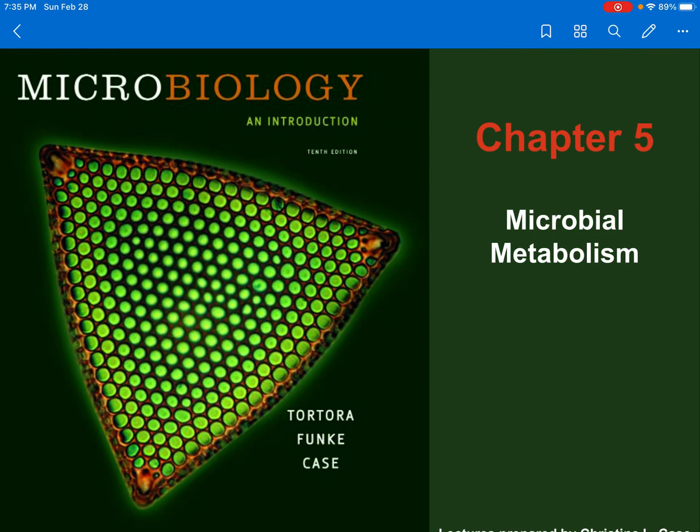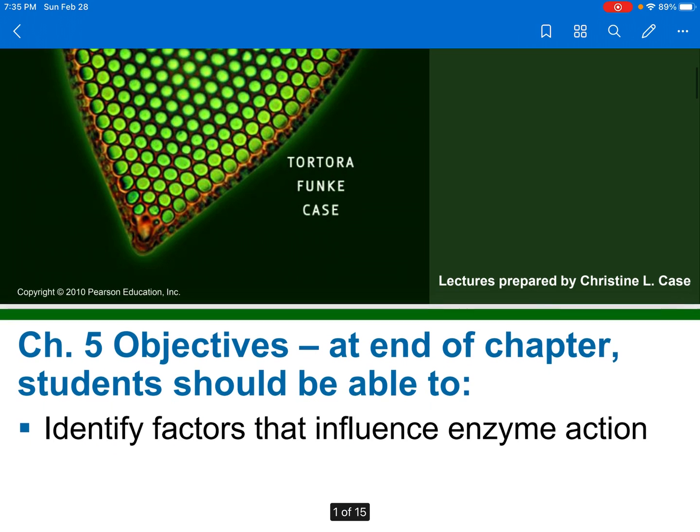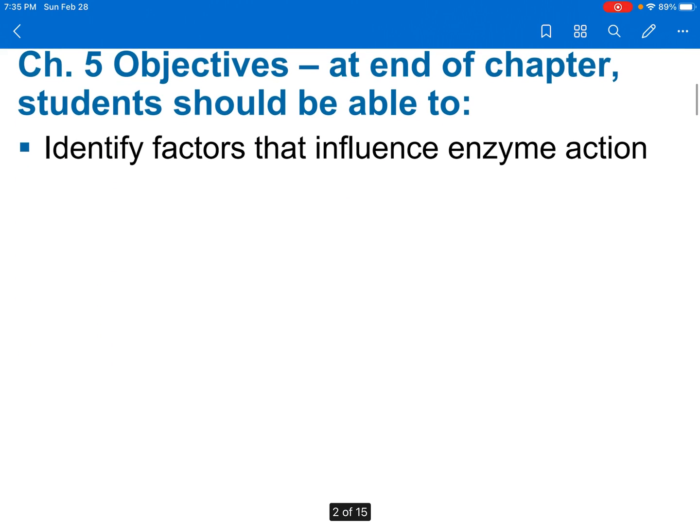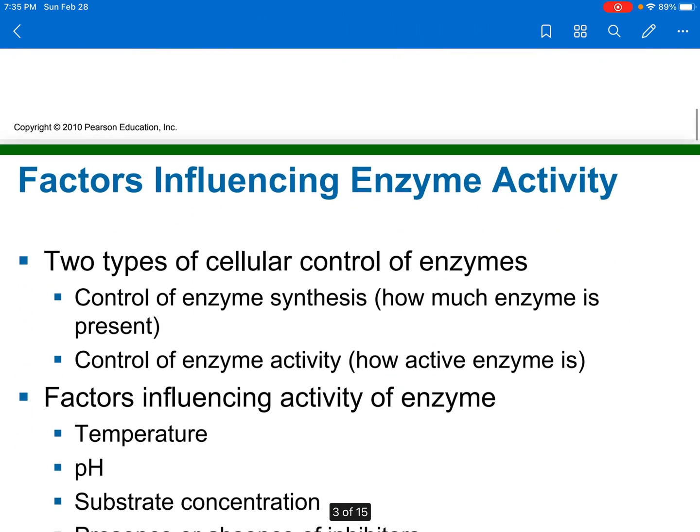We're starting our second part of Chapter 5, Microbial Metabolism. And the only objective for this section of notes is that you should be able to identify different factors that influence enzyme action. We talked about different characteristics of enzymes in our last PowerPoint.